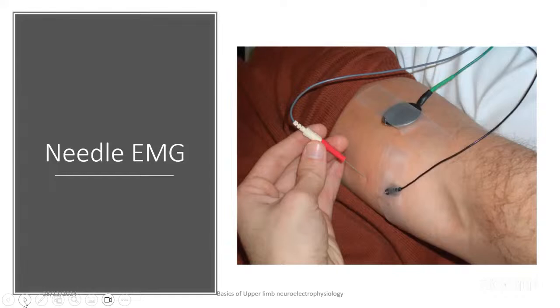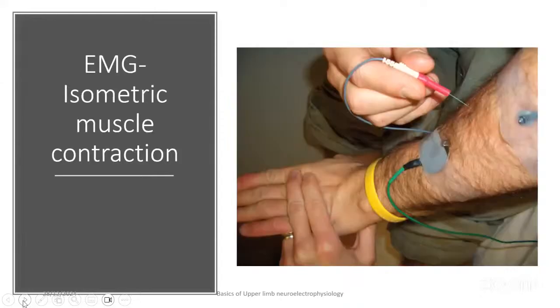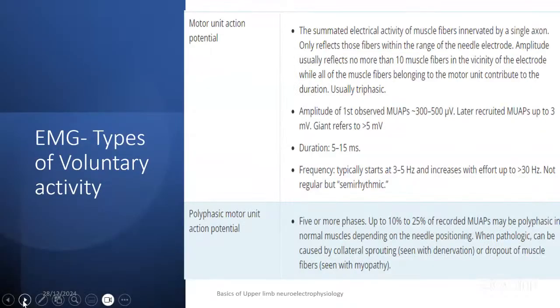In the 5-quadrant method, you are inserting the needle for 1 second, and you have to do it in 4 quadrants, 5 times, entering 1 mm, 1 mm, 1 mm like that. With isometric muscle contraction, you can see the hand being contracted when the EMG is being done in the extensor group of muscles. So the motor unit action potential is the summated electrical activity of muscle fibers that are innervated by a single axon. It only reflects those fibers within the range of the needle electrode.